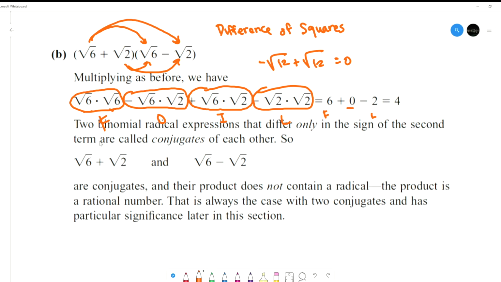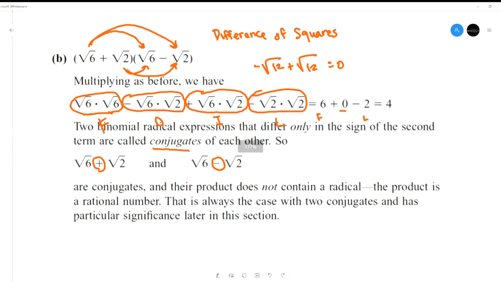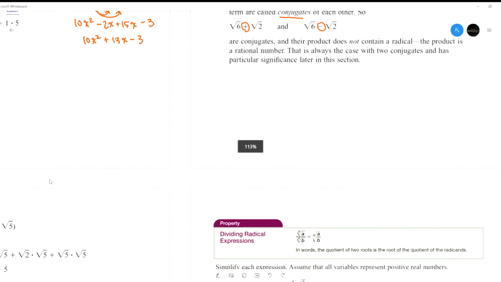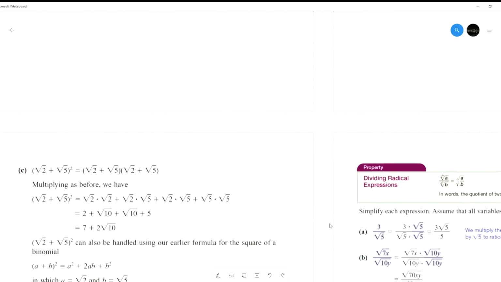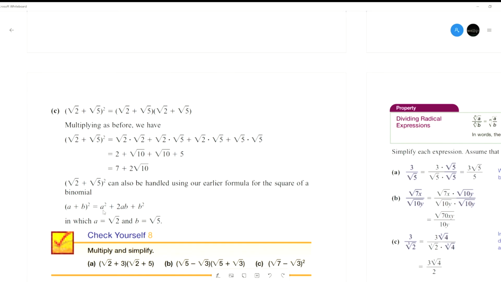Quick thing about conjugates right here. When you have a radical 6 plus 2, right? You see how this plus 2 here, and then over here is a radical 6. You change that to a minus 2. Those are called conjugates. Right? So these expressions are conjugates of each other. Okay, so that's something we're going to need to know a little later on today. But before we do that, let's just keep practicing these until we get more comfortable.